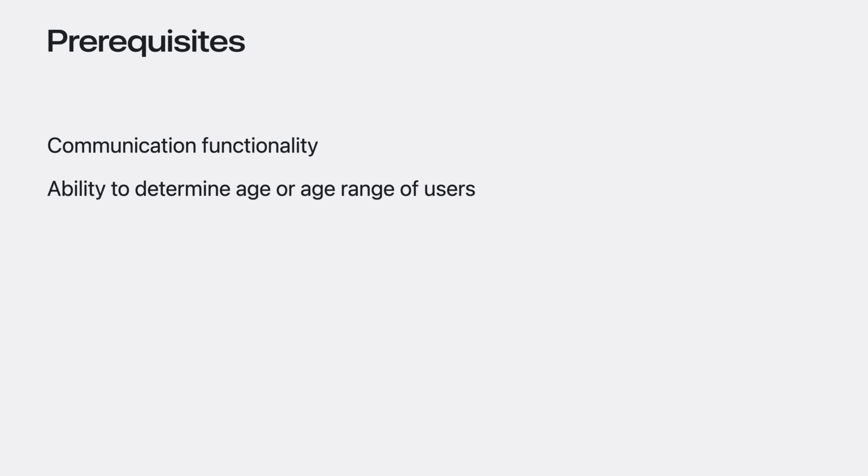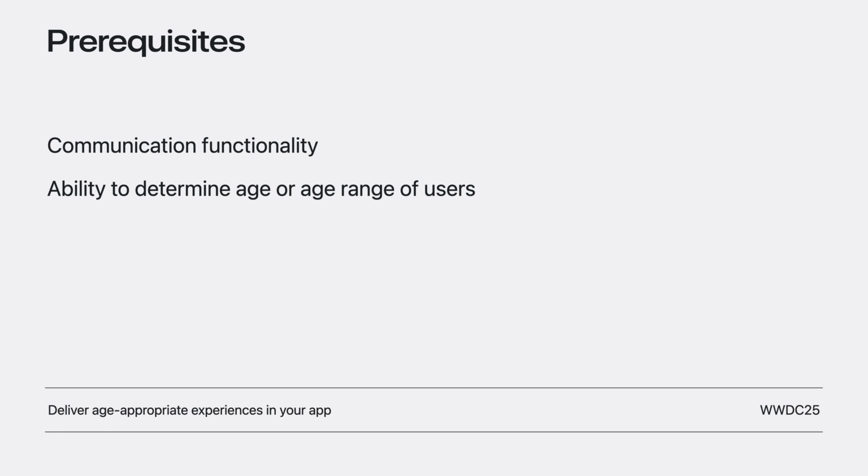Parents can allow their kids to share the age range associated with their child accounts, which can then be requested through the Declared Age Range API. Watch Deliver Age-Appropriate Experiences in Your App from WWDC25 for more details.